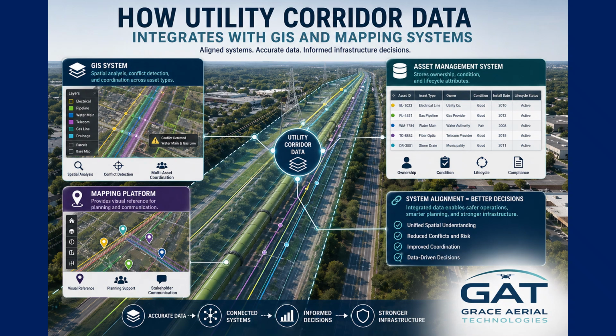Now, where is this utility corridor data placed? Utility corridor data is primarily managed within GIS environments. GIS supports spatial analysis, conflict detection, and coordination across asset types. Asset management systems store ownership, condition, and lifecycle attributes. Mapping platforms provide visual reference for planning and communication. Alignment across these systems enables informed infrastructure decisions.